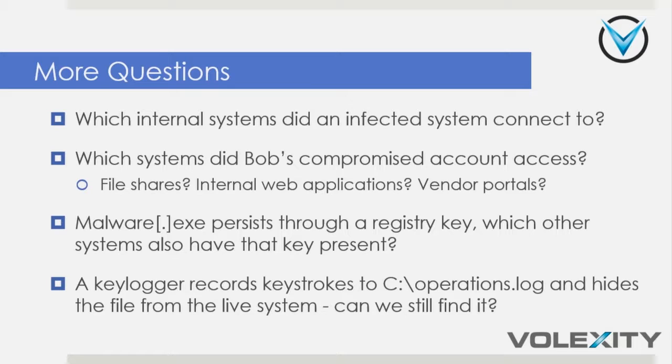Another one, which unfortunately people don't always include in their response plans: let's say Bob's account was compromised, he clicked on a phishing link, his machine's infected. Where else did that account go around the network? Did he log into any internal web applications? Did he talk to any vendor portals? It's not just about direct logins to Windows servers around the network, it's every resource that those attackers now have access to that they didn't before.